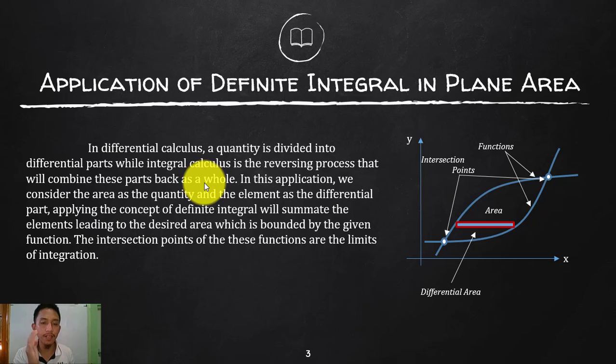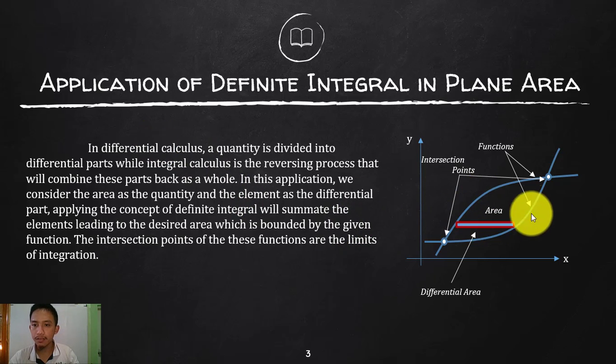If you say differential, you are considering a very small part. Let's say you are talking about area, then you are considering a very small part. So actually, this is what we call the elements. Okay, horizontal and vertical elements.